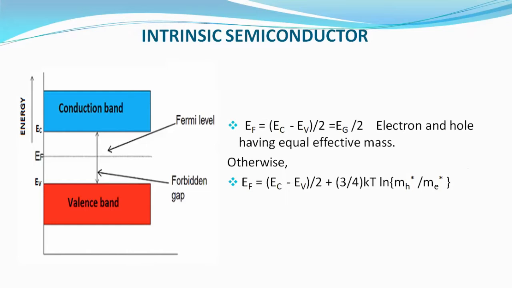This is nothing but some hypothetical level lying in between the conduction band and valence band. Roughly we are considering that this Fermi level is exactly in between valence band and conduction band, just like EF is EC minus EV upon 2, that means EG upon 2 is the energy level of the Fermi level. That thing is possible when electron and hole have equal effective mass. So you may not know what effective mass is.